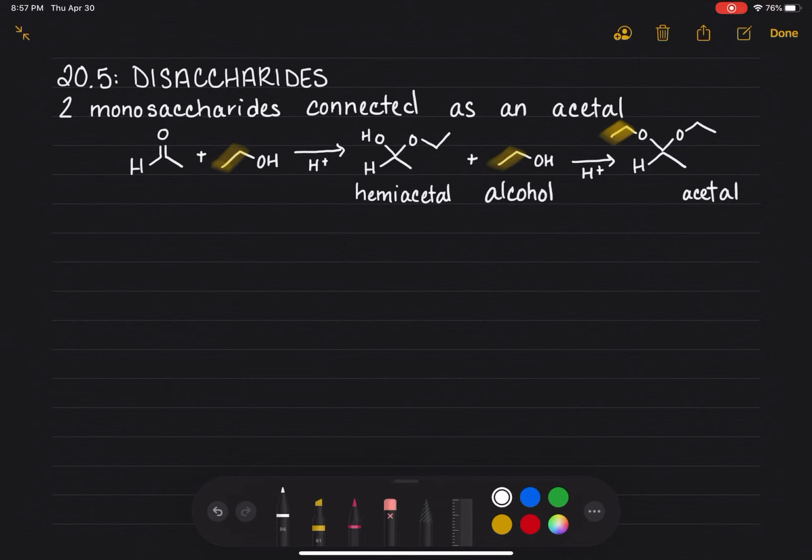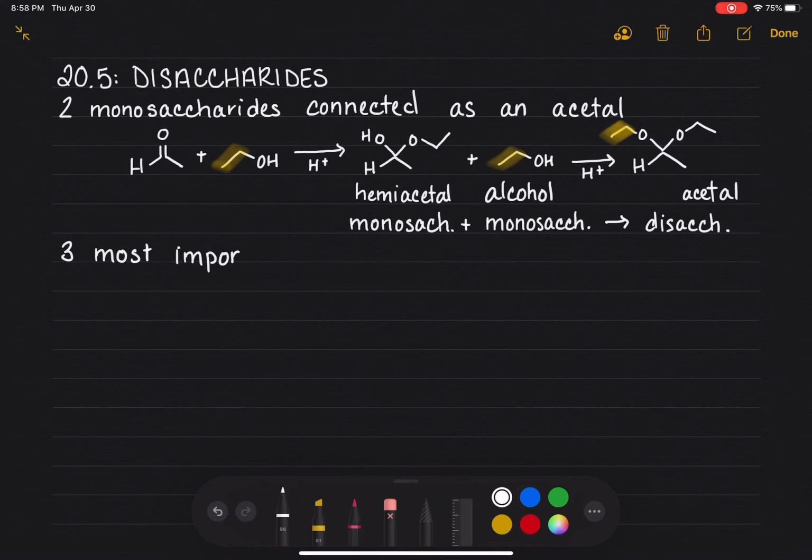So a disaccharide is when we take two monosaccharides, one of them is acting as the hemiacetal, and the other monosaccharide is acting as the alcohol, and together they make an acetal disaccharide, which is pretty cool. We're going to talk about three disaccharides, and we're going to call them the most important disaccharides.